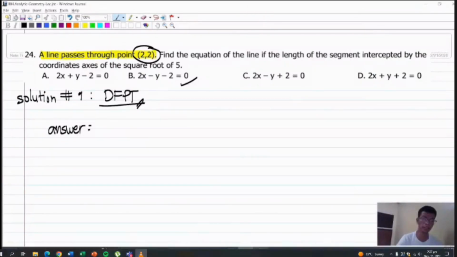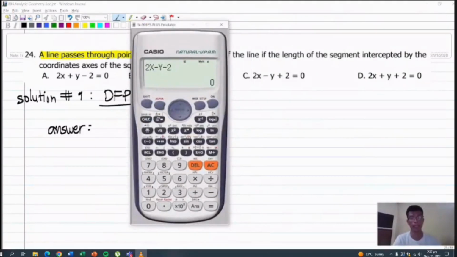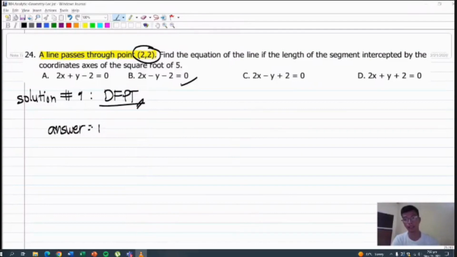Siyempre, kapag nag-DF passing through tayo, kung may na-prove tayong tama, i-prove natin yung natitira na mali, kasi baka mamaya, sumobra sa isa yung nagsasatisfy. So, calc x is 2, y is 2, 4. Mali din si letter C. And then lastly, 2x plus y plus 2. Ito malinaw na to na the answer is not 0. So, the answer is letter B.